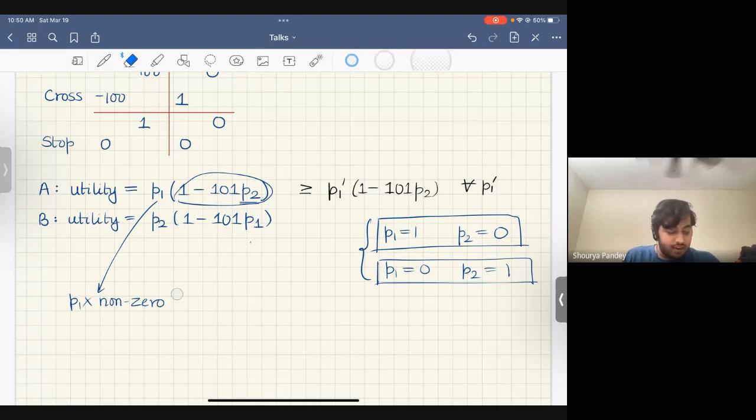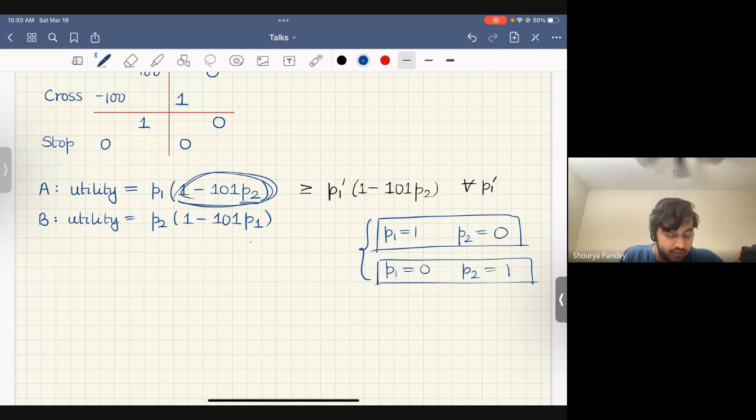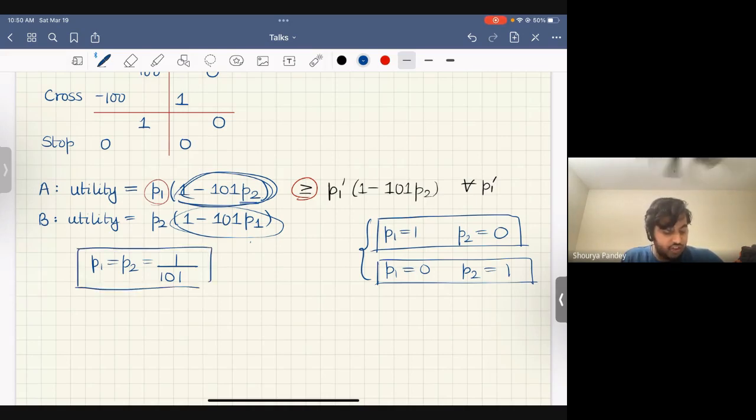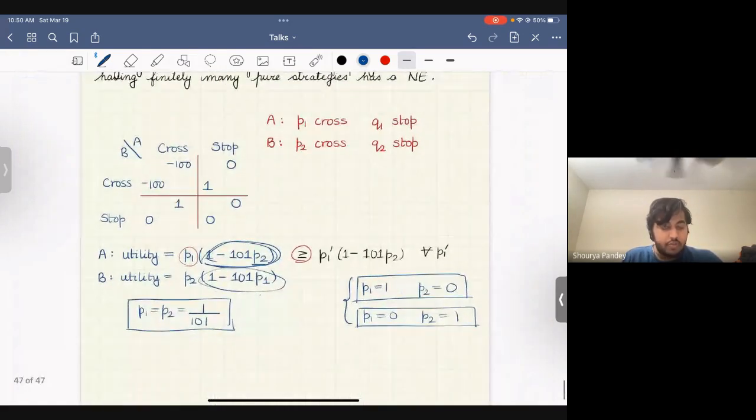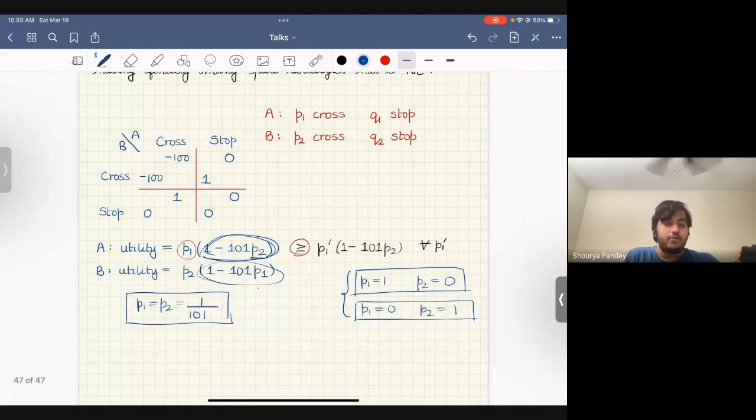And so the only case that remains is when P2 and P1 are both such that this term is 0, in which case we get P1 equal to P2 equal to 1 over 101. And it's easy to see that this is an equilibrium, because changing P1 keeps utility 0. And so I have this weird Nash equilibrium as well, to cross with probability 1 over 101 and to stay with probability 100 over 101.